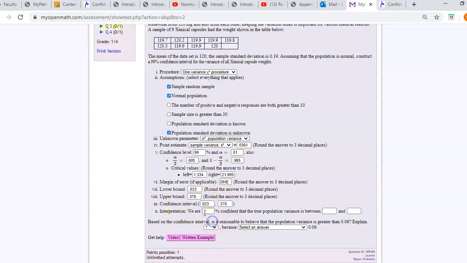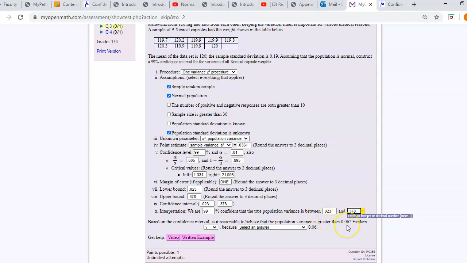And then let's do our interpretation. This was a 99% confidence interval, so we are 99% confident that the true population variance is between 0.023 and 0.378. Based on the confidence interval, we want to know, is it reasonable to believe that the population variance is greater than 0.06? Now let's notice that 0.06 is in there, but there are still values that are less than 0.06 in that interval.